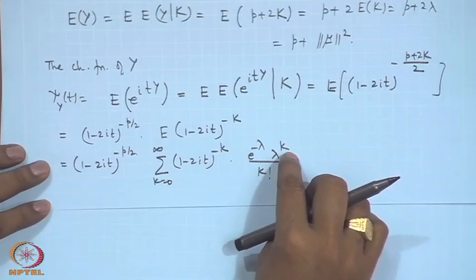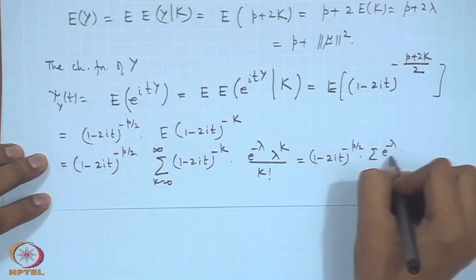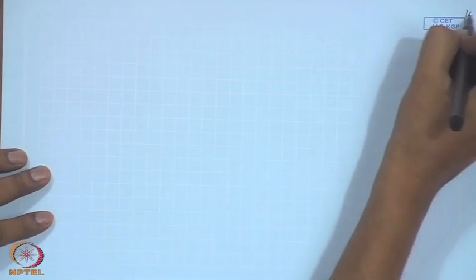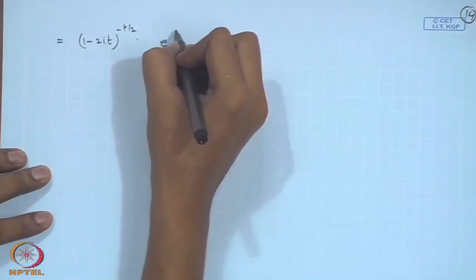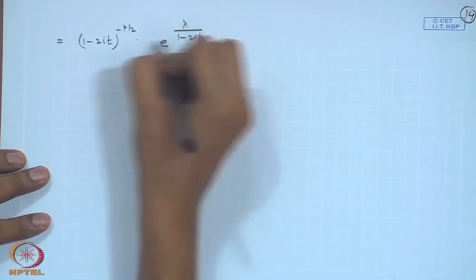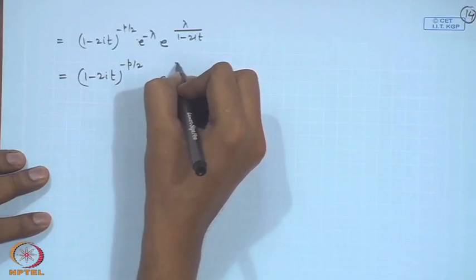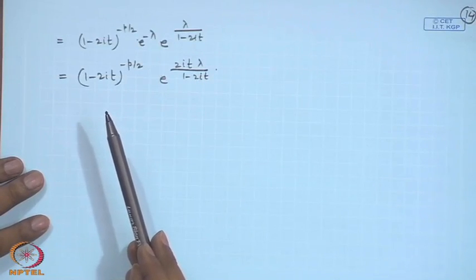Now, this term can be combined with this. So, you get it as simply (1 minus 2it) to the power minus p by 2, sigma e to the power minus lambda by k factorial, times (lambda by (1 minus 2it)) to the power k. So, after combining the terms, you get (1 minus 2it) to the power minus p by 2, e to the power lambda by (1 minus 2it), times e to the power minus lambda. Now, once we are able to determine the characteristic function of the non-central chi-square distribution, other characteristics like its variance and other things can also be found out easily. So, I am leaving this discussion at this point.